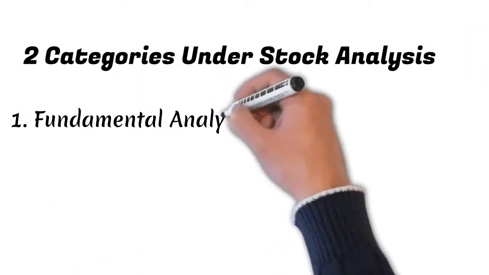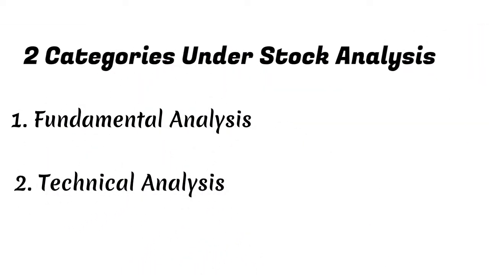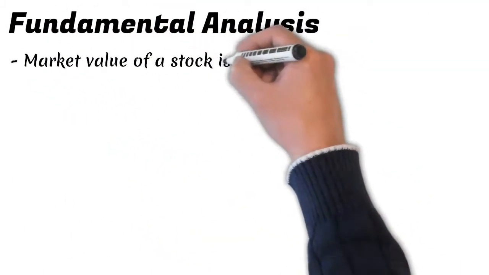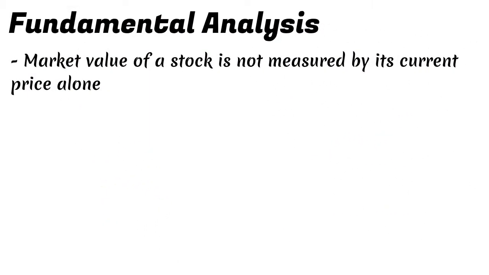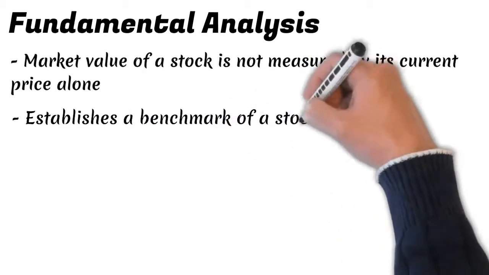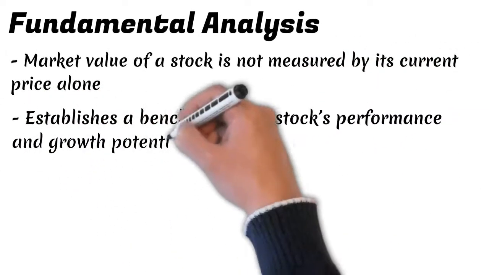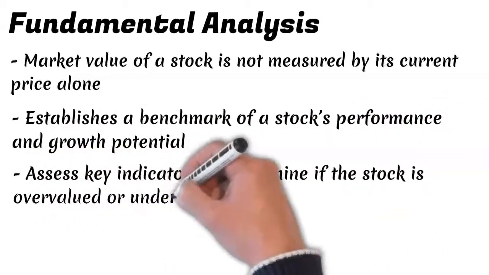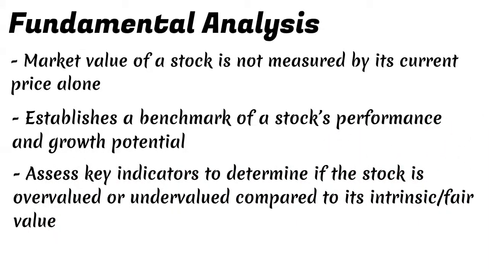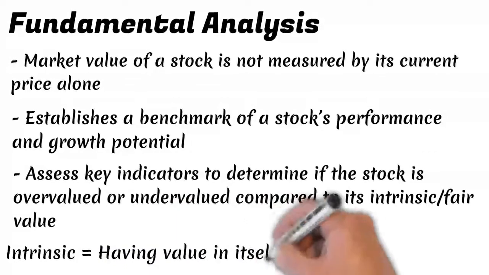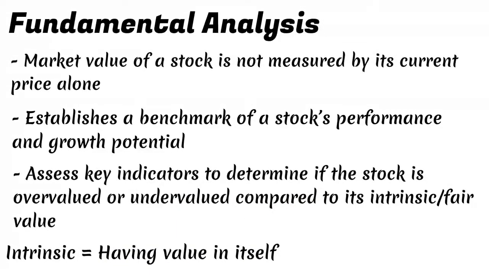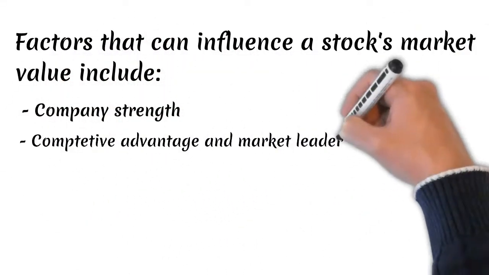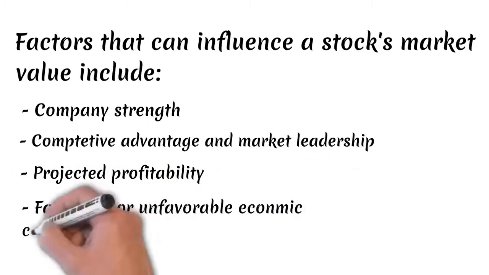There are two categories in stock analysis: fundamental and technical analysis. Fundamental analysts believe that the market value of a stock is not defined by its current price alone. So they consider other factors outside of the stock price when deciding whether to buy or sell that stock. The goal here is to assess the business model, financial statements, profit margin, and other key indicators to determine if the stock is overvalued or undervalued compared to intrinsic market value. Intrinsic just means the stock has value in itself. This value can come from the strength of the company, its market leadership, its projected profitability, or even the current state of the economy.